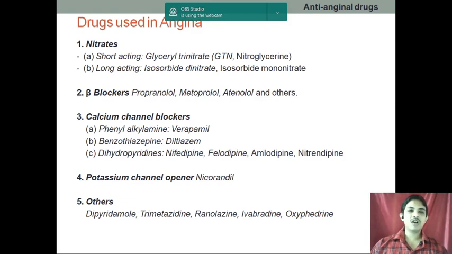Next is beta blockers like propranolol, metoprolol, atenolol. These are the drugs used. Next is calcium channel blockers, different classes of calcium channel blockers like verapamil, diltiazem, nifedipine. These we can use in the treatment of angina. Next, potassium channel openers and others like dipyridamole. These are the drugs we can use.